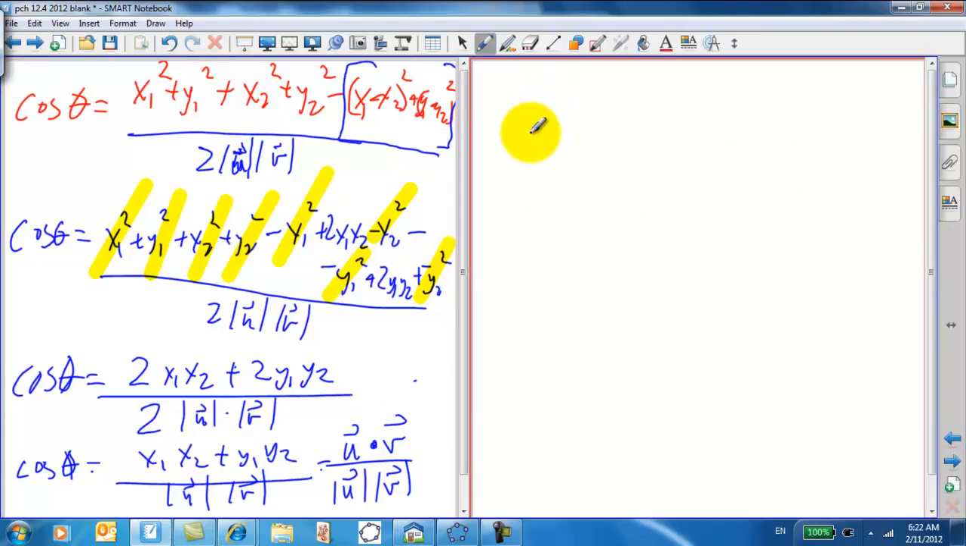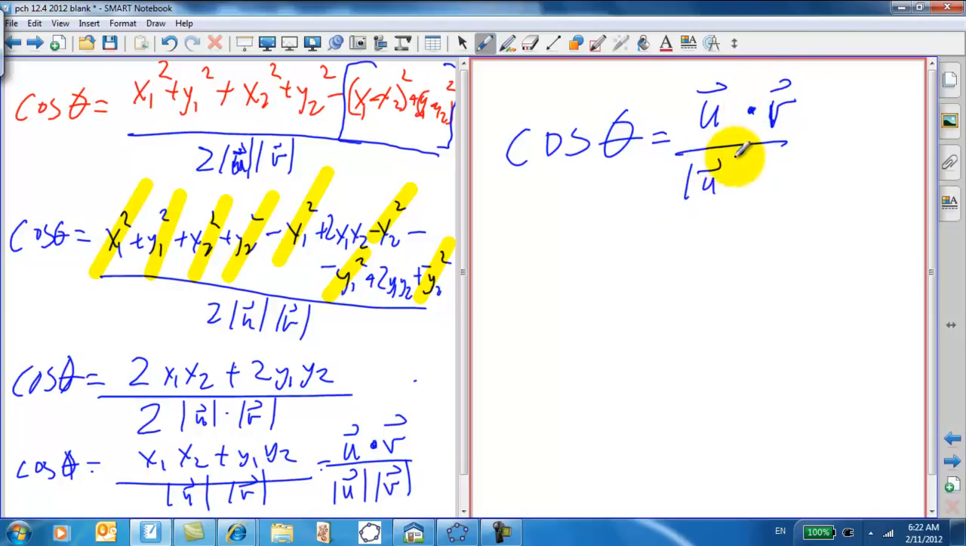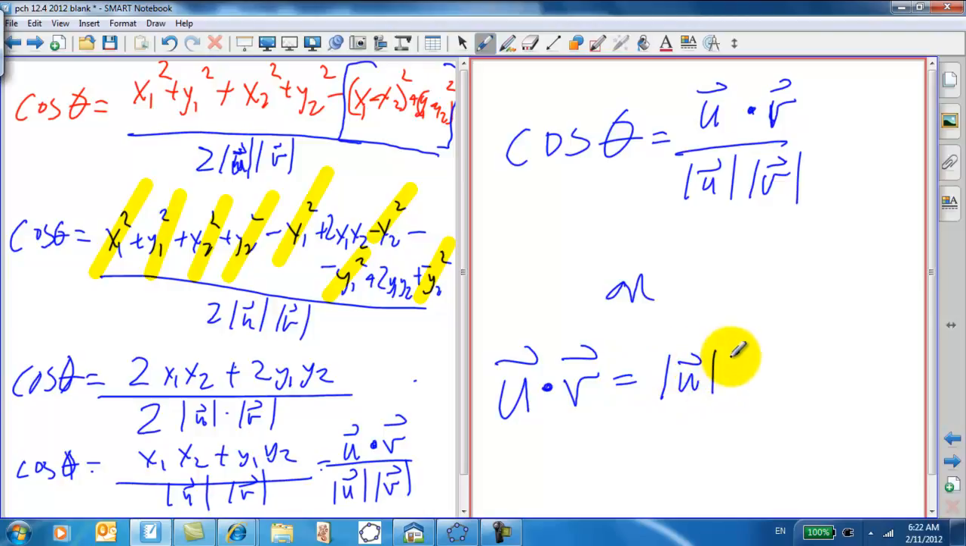If you're trying to find an unknown angle, use this idea: the cosine of the angle between 2 vectors is the dot product of the vectors divided by the product of their magnitudes. Or you can also redefine how you do a dot product. The dot product of 2 vectors is the product of their magnitudes times the cosine of the angle between them.